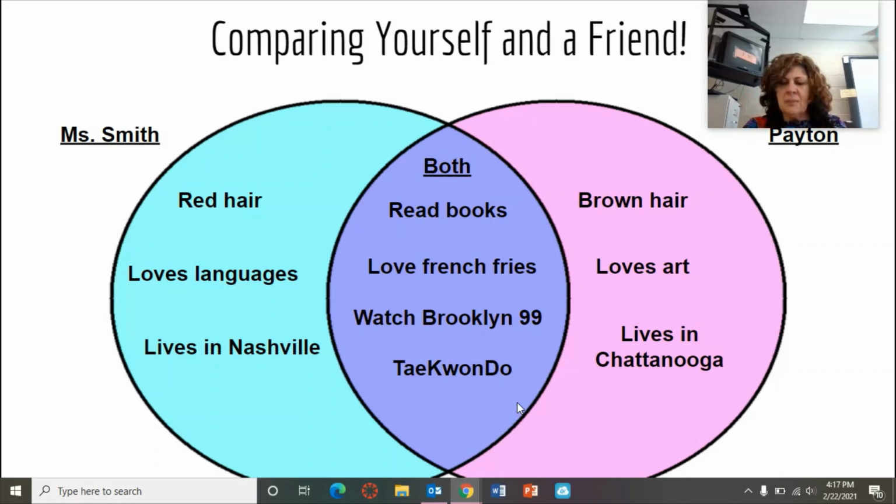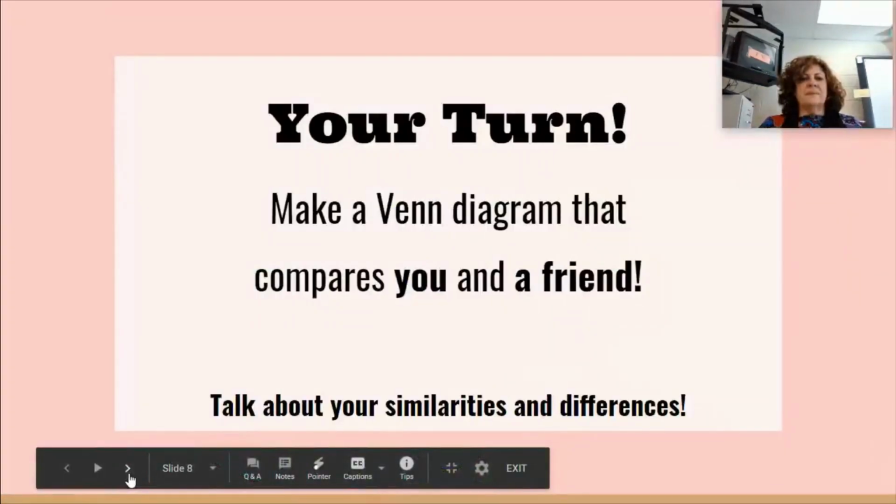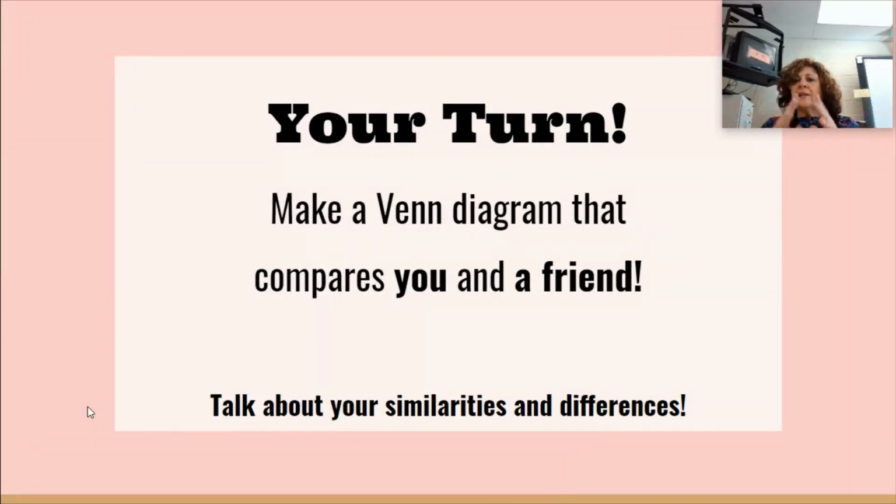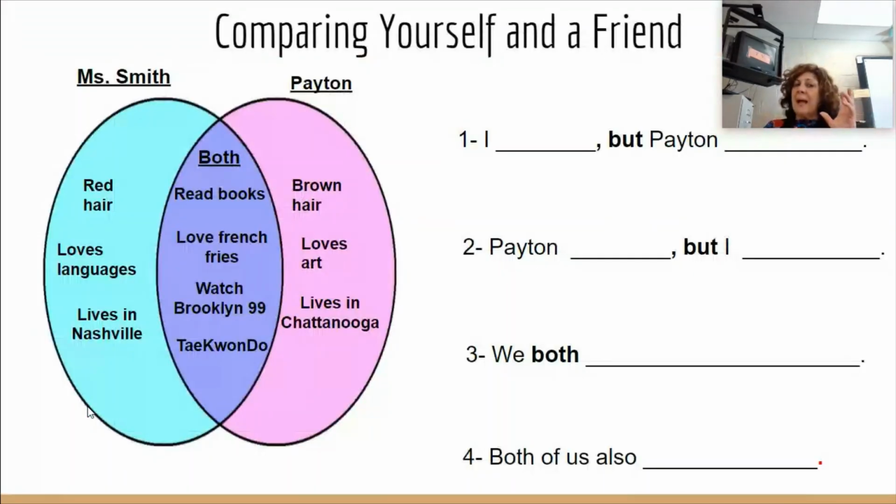Okay, so let's keep going. After that, it was your turn to find a friend to compare yourself and your friend using a Venn diagram. Do you remember? Okay, so we're almost there with the recap. Then we saw this, and I asked you to use these sentence frames to write sentences comparing yourself to your friend. And I gave you this example.